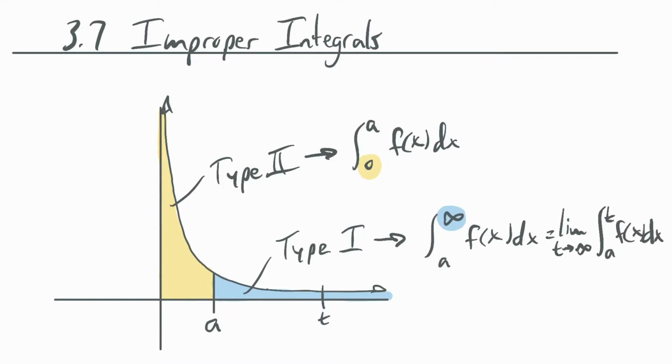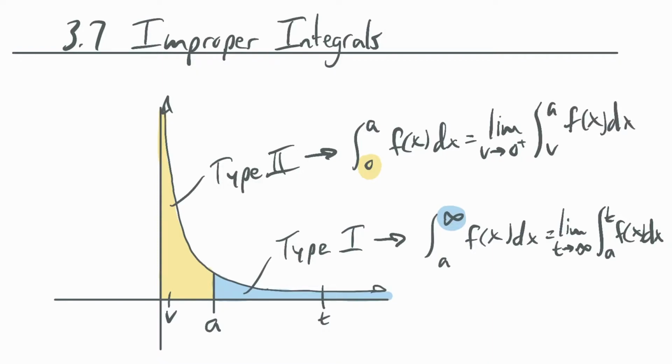And then for this one, I don't want to use t again, but we could use v, just to pick a different letter. And then we could say this is going to be the limit as v goes to 0 from the right of the integral from v to a of f of x dx.